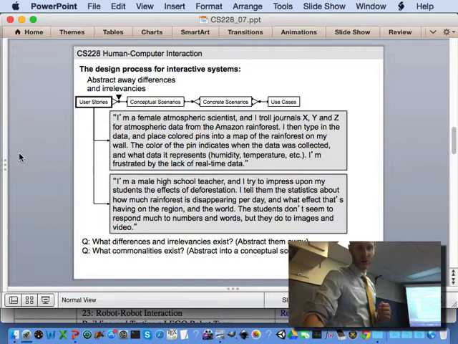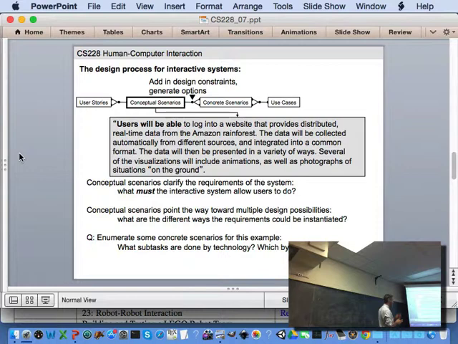Okay. All right, let's move on. Let's assume that we've abstracted away some of these differences and we've tried to identify some of the commonalities. And we're now going to talk about a conceptual scenario. Now, there's a few mentions of specific technology in here, a website, but we're doing our best to talk as little as we can in a conceptual scenario about the technology itself and just what the user is benefiting from.